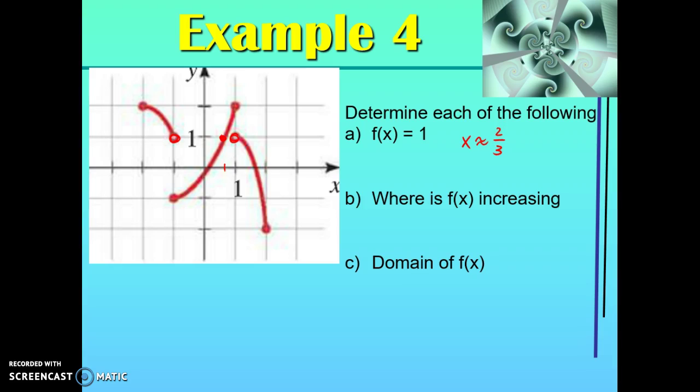Where f of x is increasing. This is going down, this is going up, this is going down. So it's really just from this 1 to 1 window. I'm going to use brackets because my circles are closed for both in the beginning of it and the end of it.